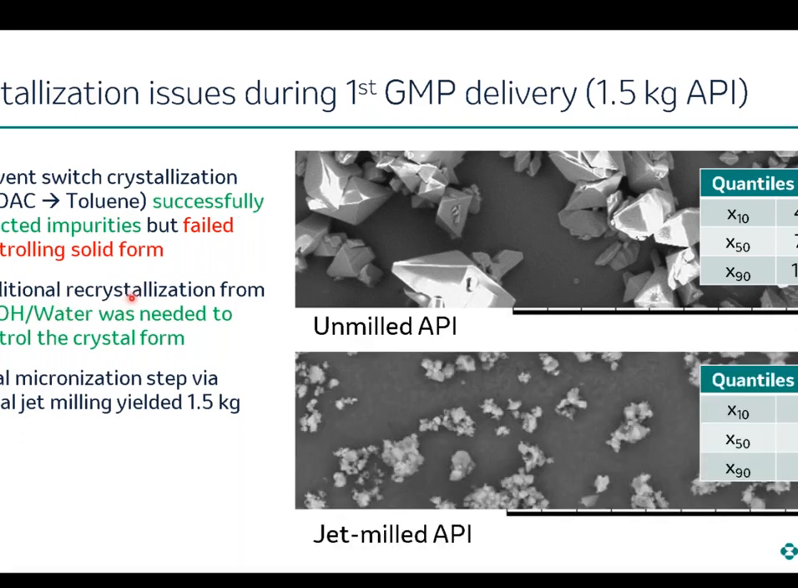And then finally, the API needed micronization, which was performed by spiral jet milling, and the whole process yielded about 1.5 kg of this API. As you can see, the rhombic particles shown in the upper micrograph, with an X50 of about 80 microns, were milled down to an API size of about 4 microns, a factor of roughly 20.